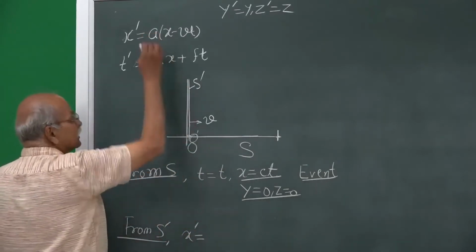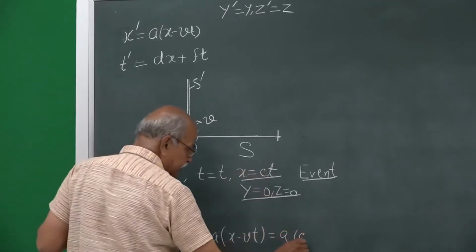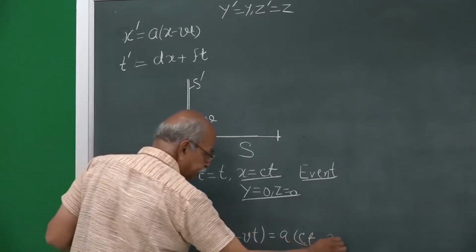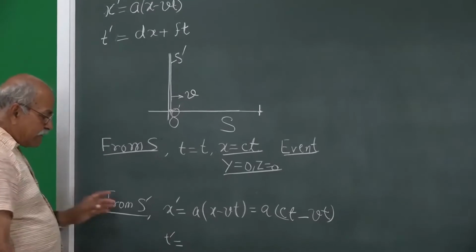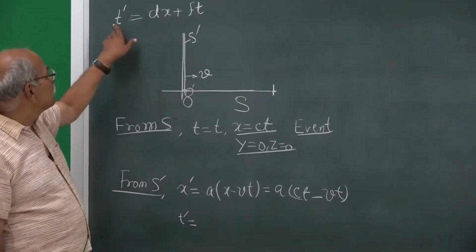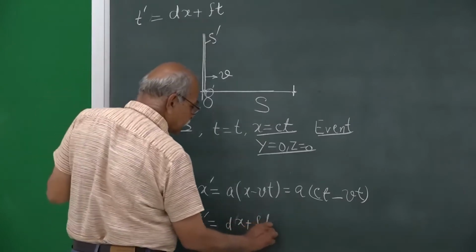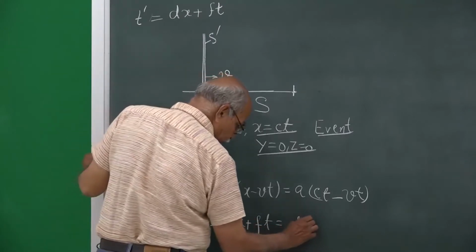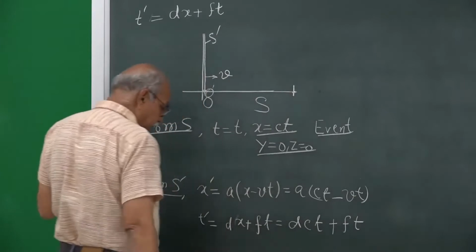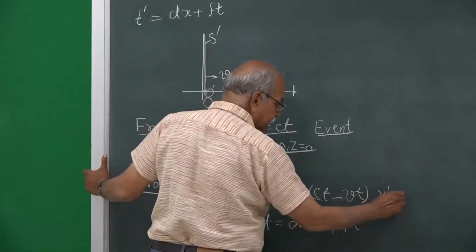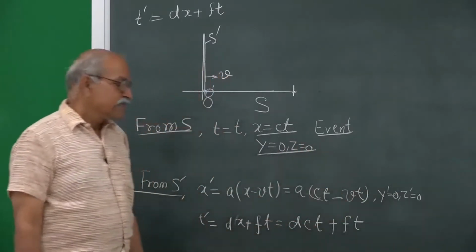So, what is x prime? x prime is equal to a times x minus v t, that is a times c t minus v t. And what is t prime? In S prime frame, when did it occur? t prime is given by d into x plus f into t, that is d into c t plus f into t. And of course, y prime and z prime are 0.